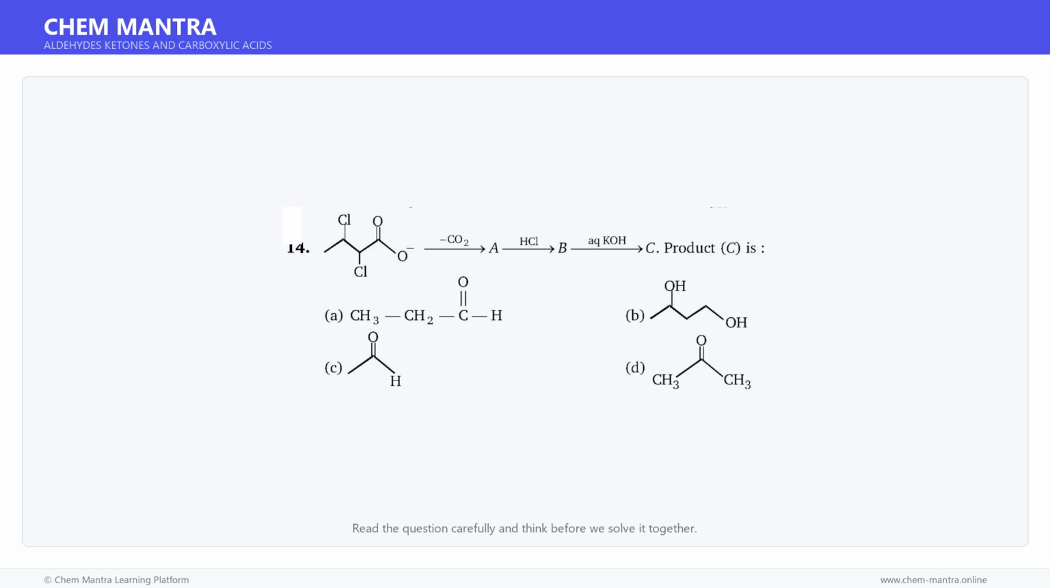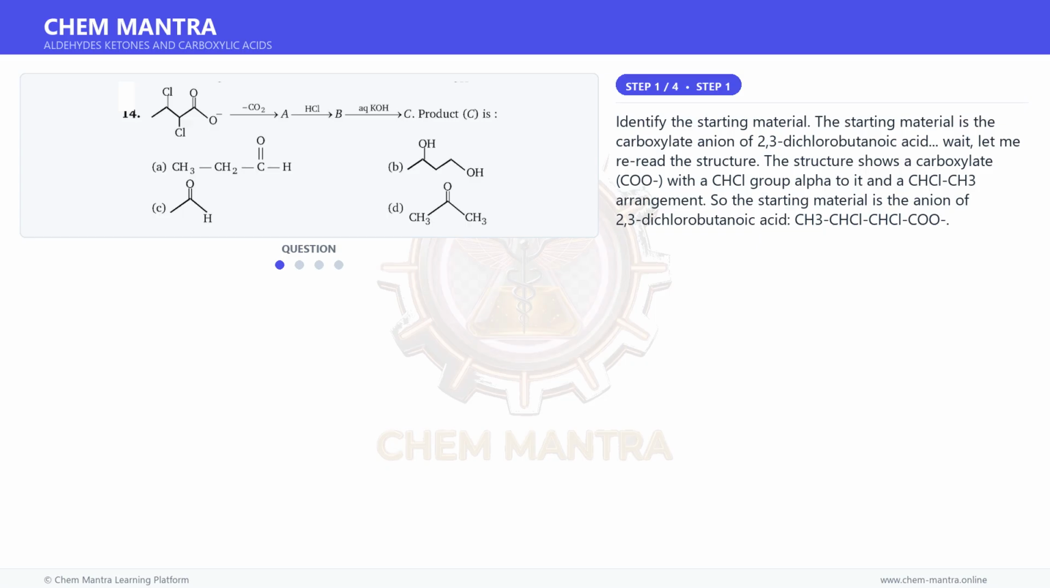Here is a question. Read it carefully and think about the answer. Let us solve it step by step. Let us begin solving this step by step. Identify the starting material. The starting material is the carboxylate anion of 2,3-dichlorobutanoic acid.